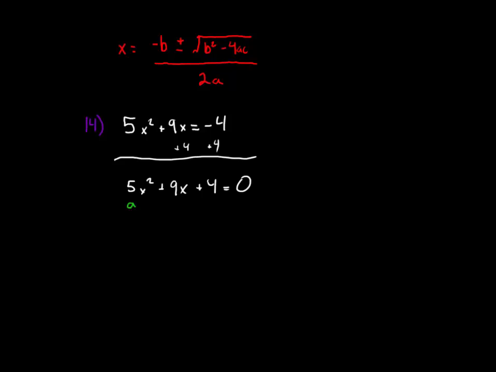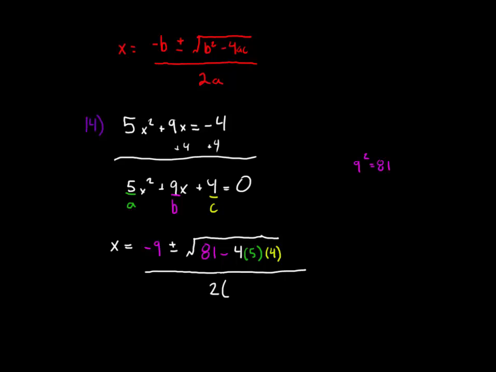So here is A, here's B, and here's C. So all we've got to do is take those values of A, B, and C, plug them into the quadratic formula, and do all the computations, and out comes the root that we're looking for. That's our quadratic formula up top in red. So since B is 9, the opposite of B, or the opposite of 9, is negative 9, plus or minus the square root of B squared. Well, 9 squared equals 81. So 81 minus 4 times A, which is 5, times C, which is 4. And all of this is divided by 2 times A, which is 5.